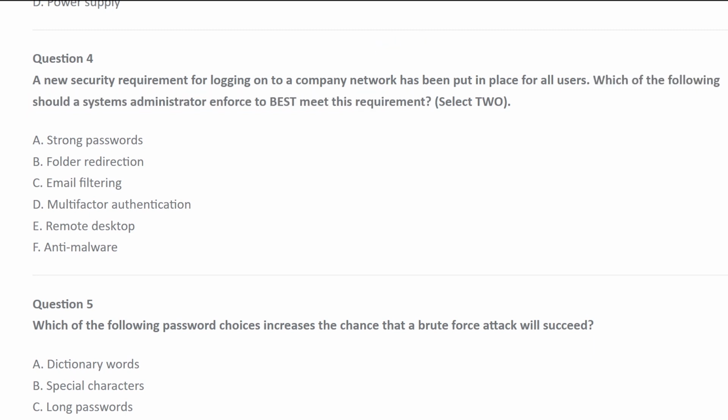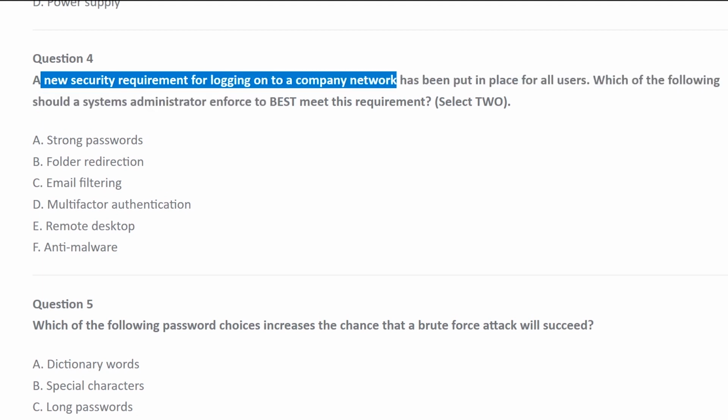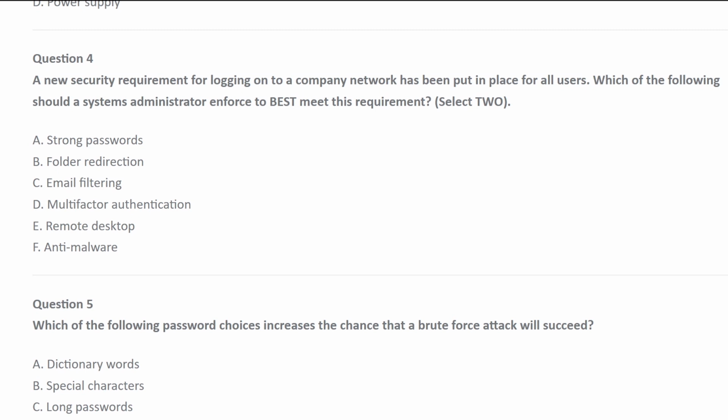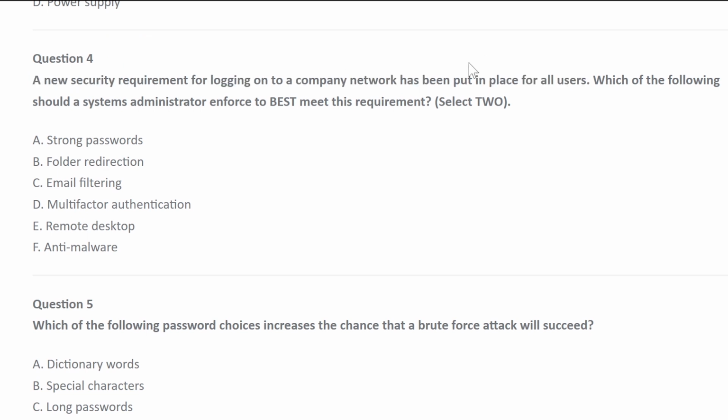So this work of implementing new security requirements for everybody that logs in to their computers, essentially to a network, has been put in place for all users. In this case, this is applying to everybody that logs into their computer. Whether they realize it or not, they're logging into a company's network. So that's what they mean. They're just logging into their computers, and because all the computers are connected to the network, they're logging into the network, right?